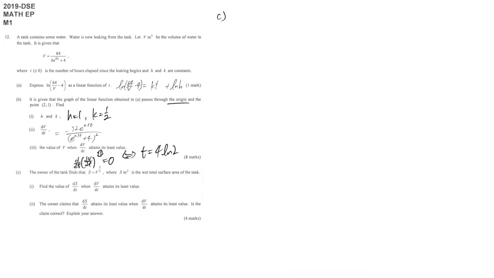In part C1, they use the same condition, and we already proved this condition. That means t is equal to 4 natural log 2. It's really useful. And then we are going to find the value of this item, while they give us how we can connect s and v together. S is equal to v to the power of 2 over 3.